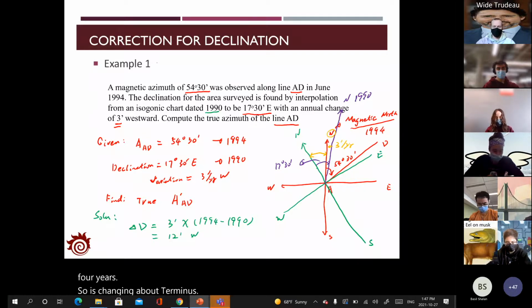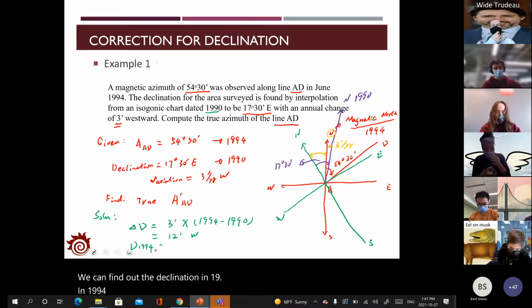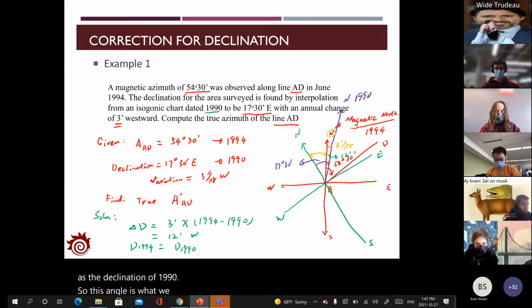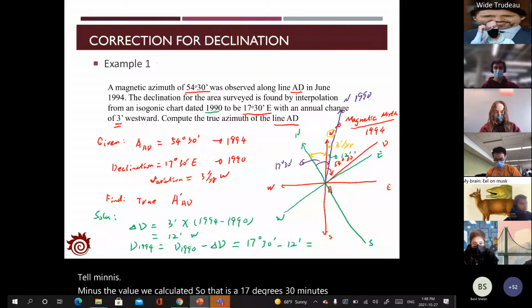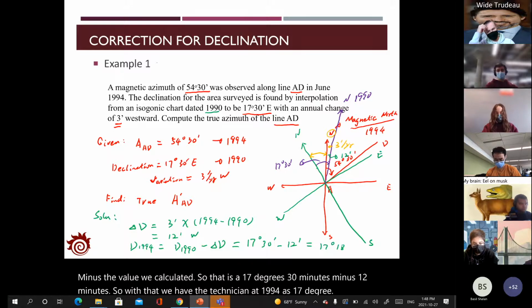And then with that, we can find out the declination in 1994 as the declination of 1990. So this angle is what we measured as 12 minutes minus the value we calculated. So that is 17 degrees 30 minutes minus 12 minutes. So with that, we have the declination at 1994 as 17 degrees 18 minutes.